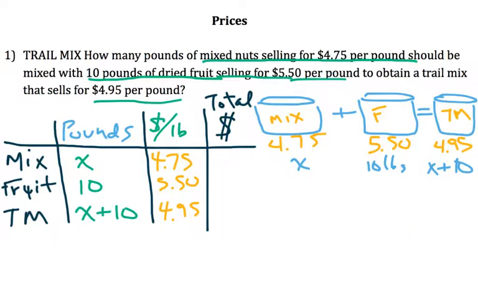And the reason I do that is hopefully it helps you see that I'm just going to take the number on the left and multiply it by this middle column, and I'm going to write 4.75x. And as an in-between step, I do think it would be helpful to write 10 times 5.5, and you can write equals 55 if you want.